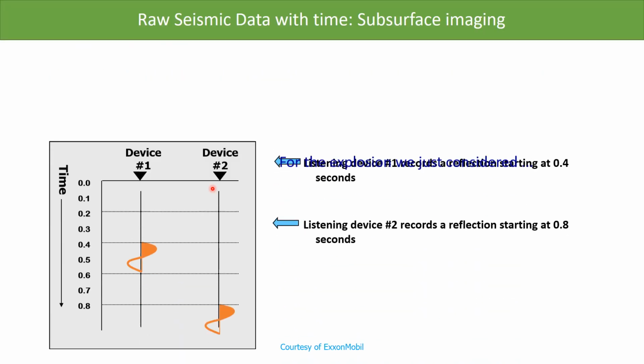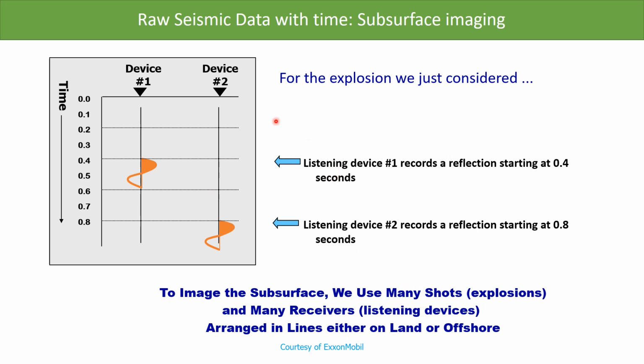So our objective is to do subsurface imaging with the seismic data. When a shot is triggered, we'll have a pulse. Suppose we record the pulse at device number 1, or the instrument, at 0.4 second. There is an offset, meaning a certain distance between the source and the receiver, due to which for device 2 there is a delay in time, and that records a reflection at 0.8 second. So in subsurface imaging we can have many shots and many devices arranged either on land or in the offshore.